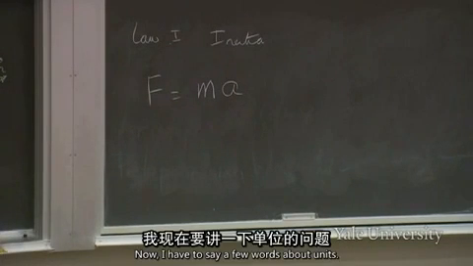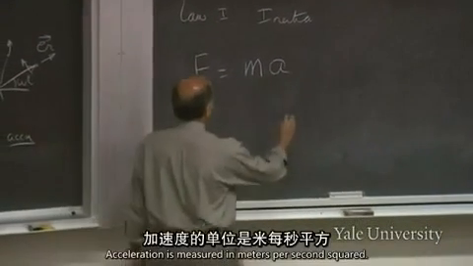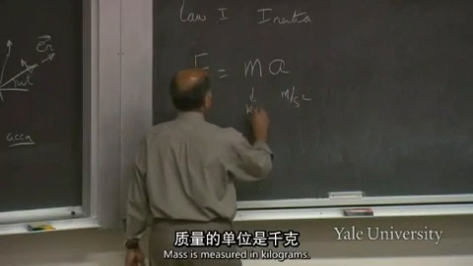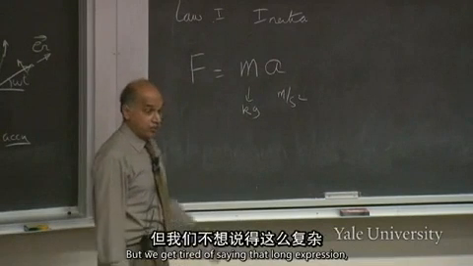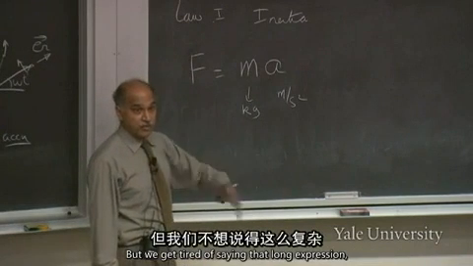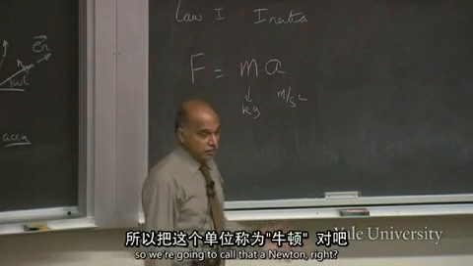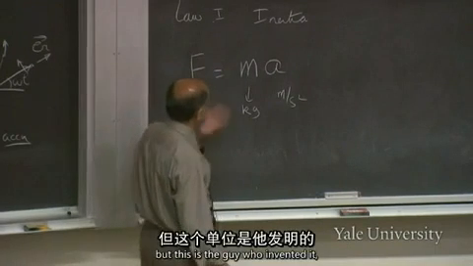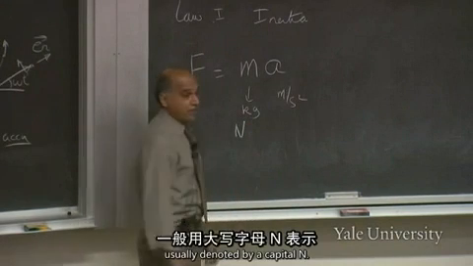Now I have to say a few words about units. Acceleration is measured in meters per second square. Mass is measured in kilograms. So the way to measure force is in kilogram meters per second square, but we get tired of saying that long expression, so we're going to call that a Newton. If you'd invented it, we'd call it whatever your name is, but this is the guy who invented it, so it's called a Newton, usually denoted by capital N.